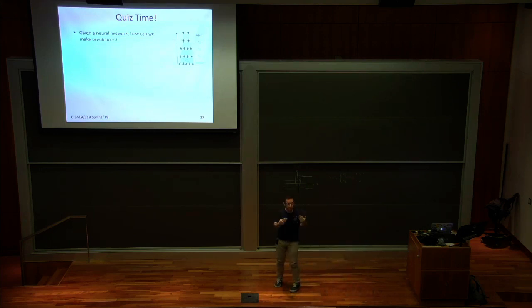By prediction, I'm referring to this. I give you an input, and a neural network is given to you, right? How do I calculate the output, given the input? Yes? Sum up all the last output. Let's repeat, let's try again.